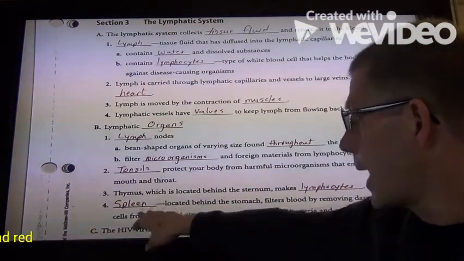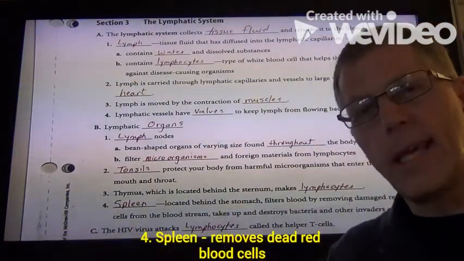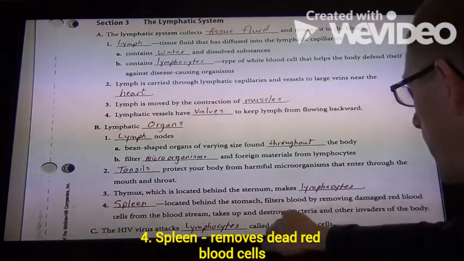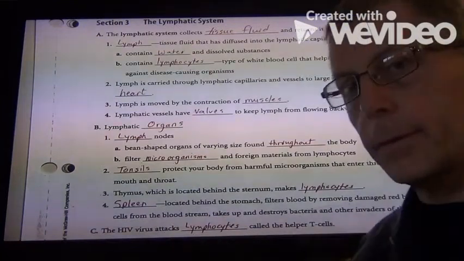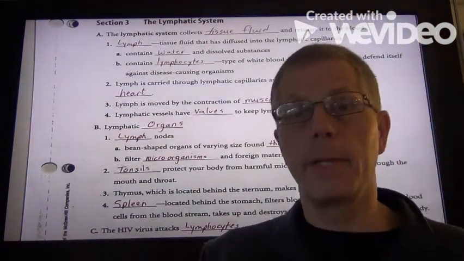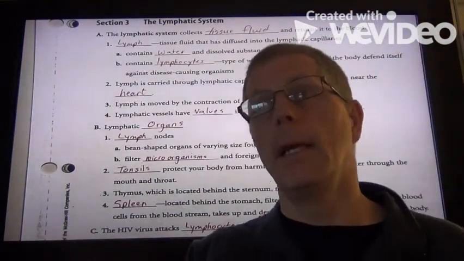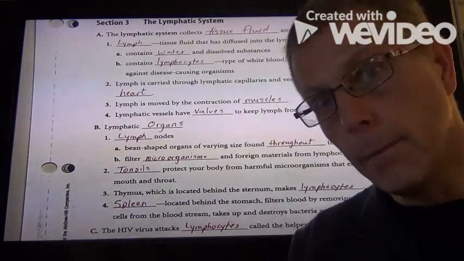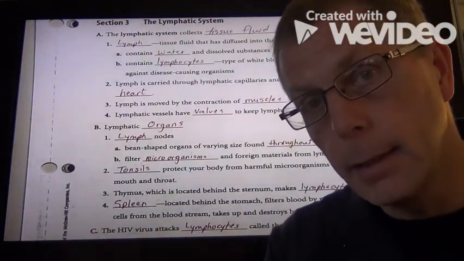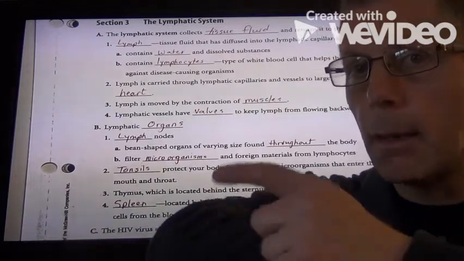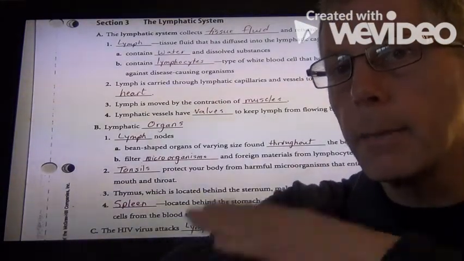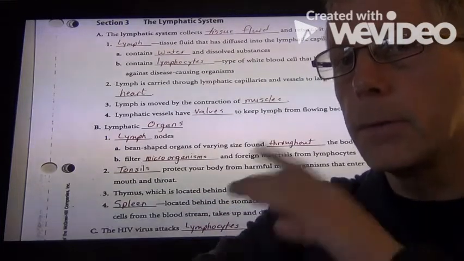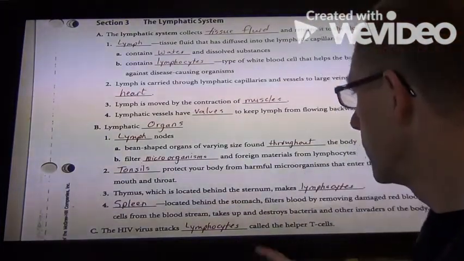All right, and then the last one is your spleen, located back behind your stomach, and that's going to filter some of the blood, damaged red blood cells from your bloodstream. It takes the bad red blood cells out so your body can make more. And if you remember, where are red blood cells made? In our bones, in the marrow inside of our bones, okay? Our bones make our red blood cells, one of the functions of our bones we talked about earlier, okay?